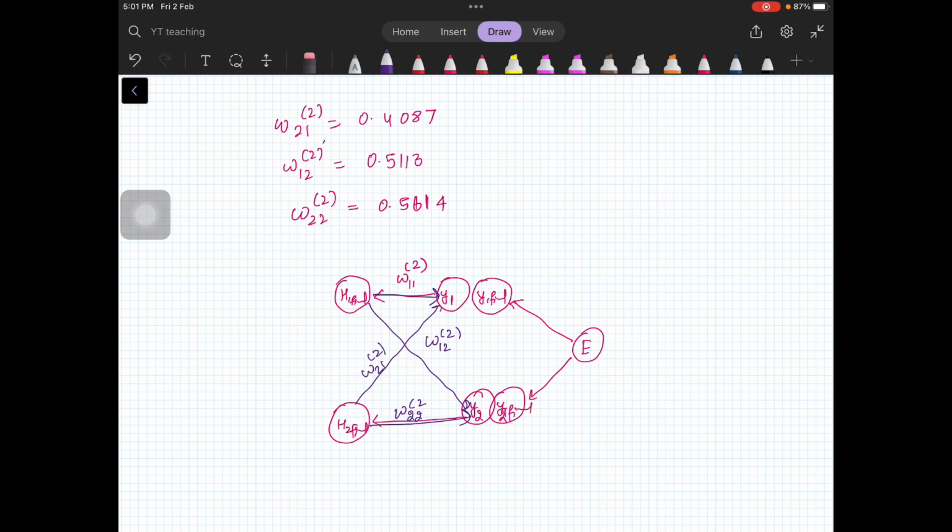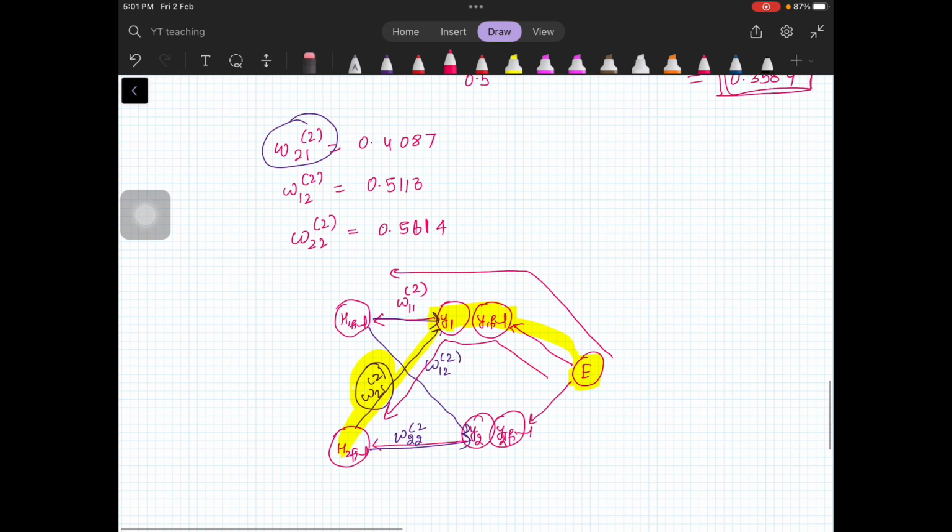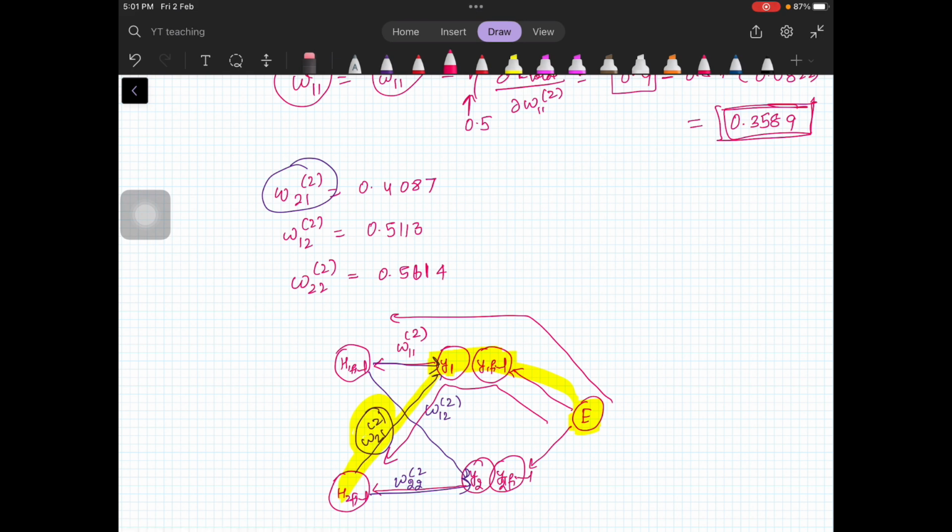Now if I want to update this, say W212, W212 is here, so I have to follow this path, E with respect to this and then with respect to this, okay. So this is the path I have to follow. Like in the last case we followed this path like this, now you are going to follow like this, okay. So this is how we updated all the weights from the hidden layer to the output layer.